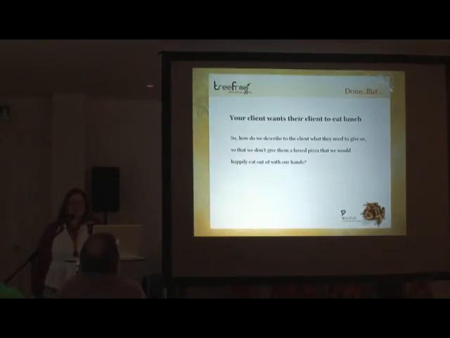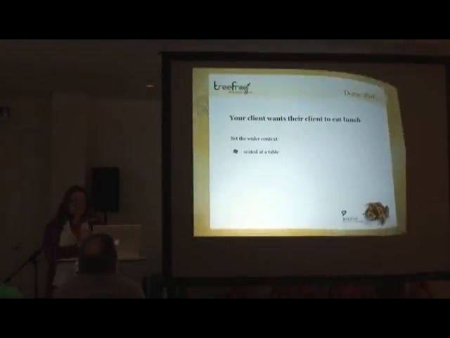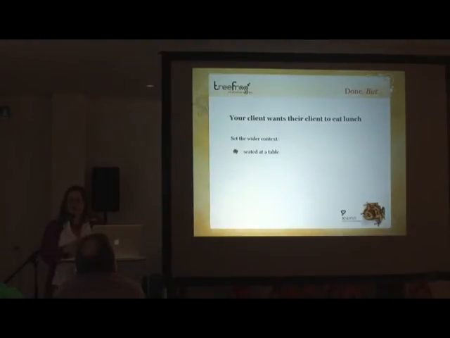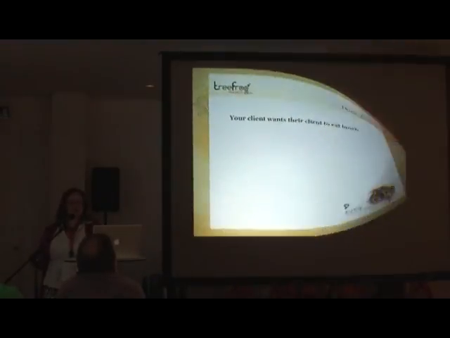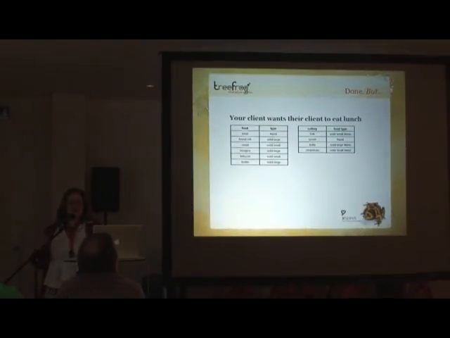So how do we describe to the client what they need to give us so that they don't get the pizza? So we set the context, and we tell them about how in the programming language we need to set the variables and the things that we need to have. What are the food types? How do they relate together? What are the cutlery types? What are we going to use? Start building up a picture for them, and they start to see, hang on, we've got all of these things. I just wanted to get my clients to eat lunch. I thought it was simple.